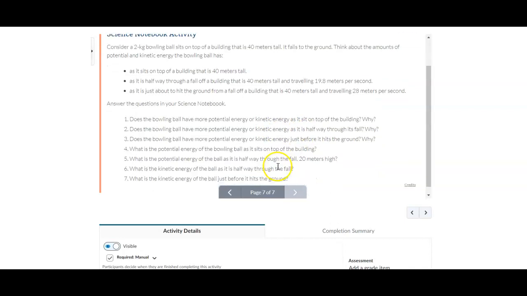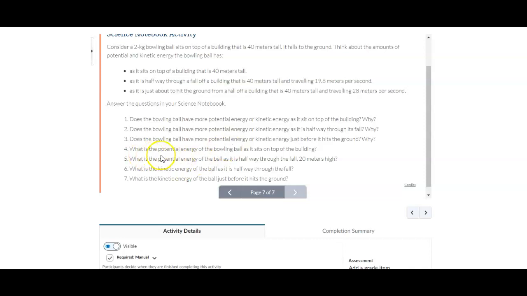So question 3 says, does the bowling ball have more potential energy or kinetic energy just before it hits the ground? So we would know that its speed before it hits the ground is going to be higher. Its height is almost 0. So it's going to have more kinetic energy because it's going to have more speed. Its potential energy is going to be very low because the height is very low.